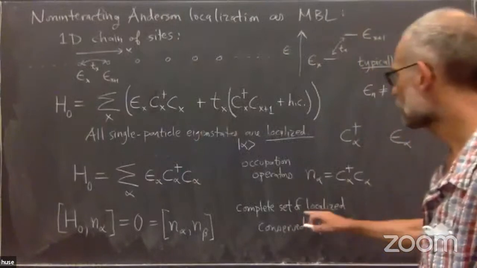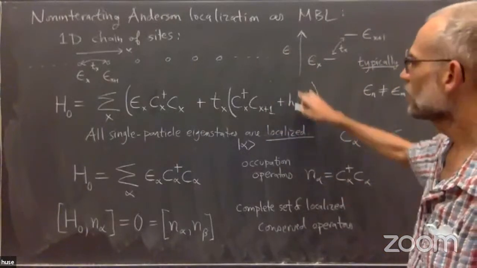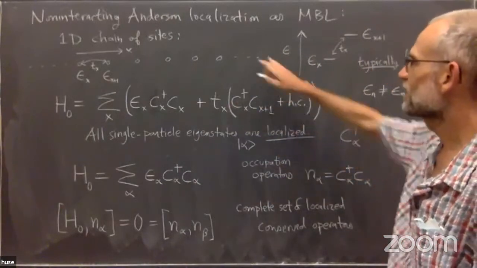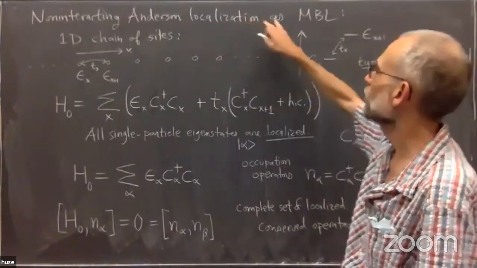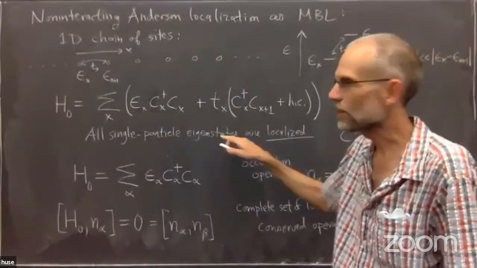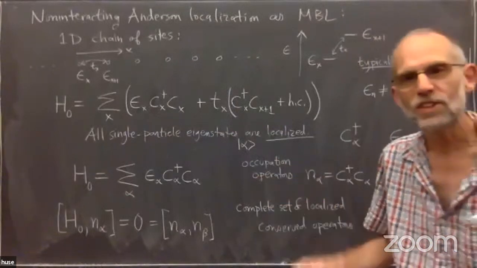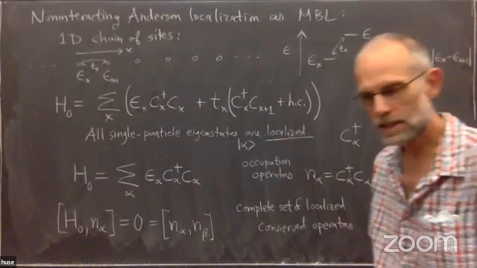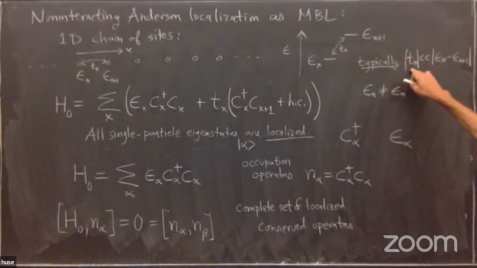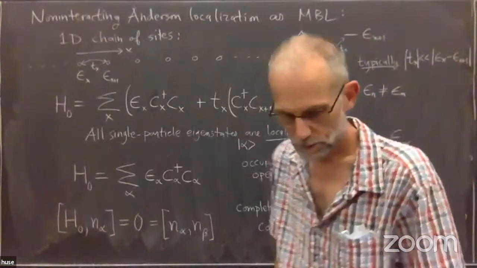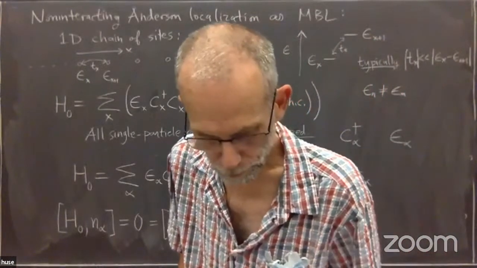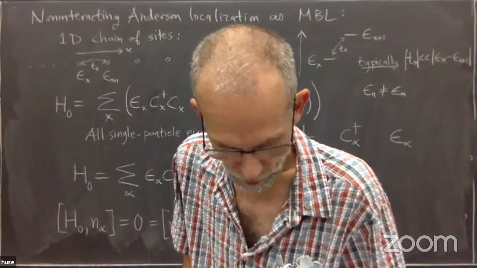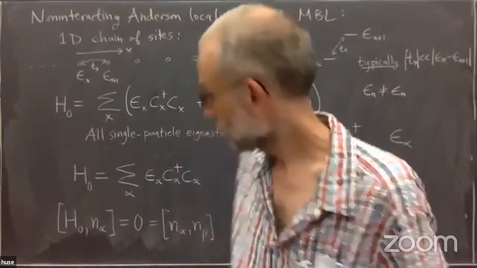Now, of course, I did this in 1D, but I could do this in any dimension. You can have Anderson localization with all single particle eigenstates localized in any dimension. So this construction you could do in any dimension if you make the hopping weak enough and the energy difference large enough. Any questions about that?